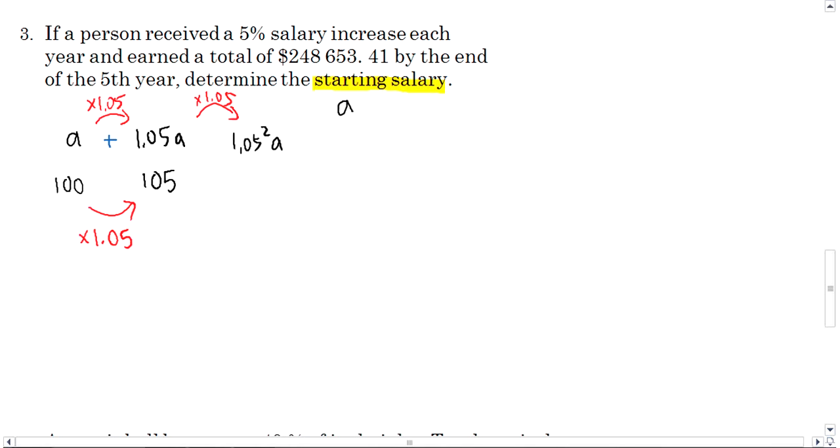And then it's going to be 1.05 cubed a, and then 1.05 to the power 4 times a, like this. Okay, so those are the 5 years, and the total, when you add this all up, they're telling you is equal to a whopping sum of $248,653.41. So this is what it's telling you, and you're trying to find A.